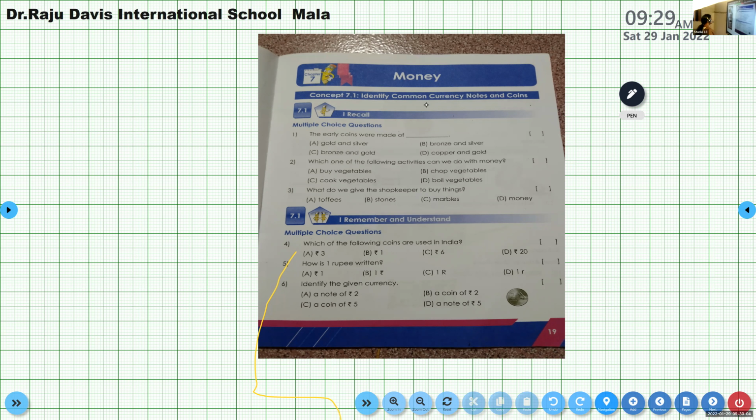So here we have multiple choice questions. Question number 1. The early coins were made of. Option A, gold and silver. Option B, bronze and silver. Option C, bronze and gold. Option D, copper and gold. Which is the correct answer?